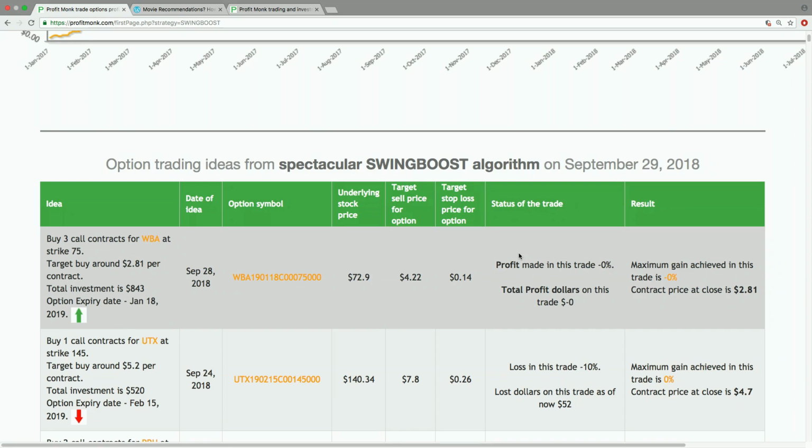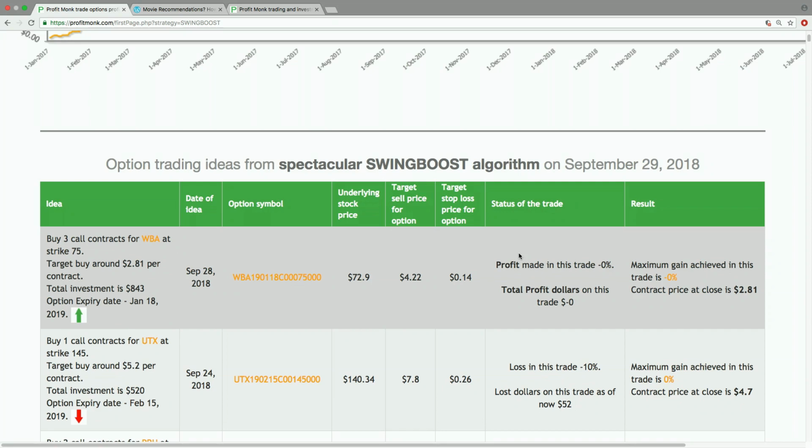So the headline option trading ideas from, okay, this is the only place where I used an adjective here, spectacular. Sorry for that. But okay, for this algorithm, let's say on September 29th, which was yesterday, what's the state? What's today? Is that today? Okay. So this is what came up yesterday.